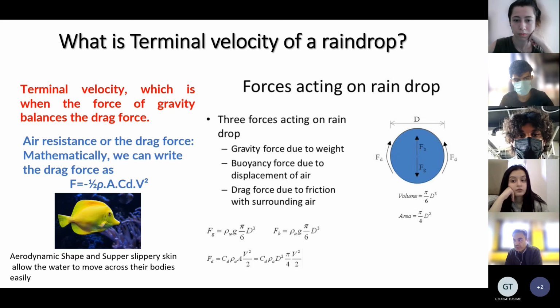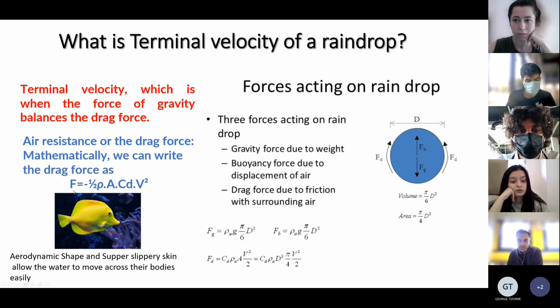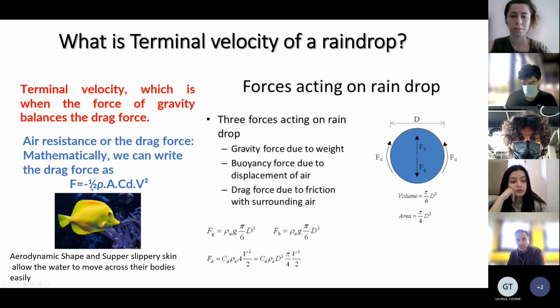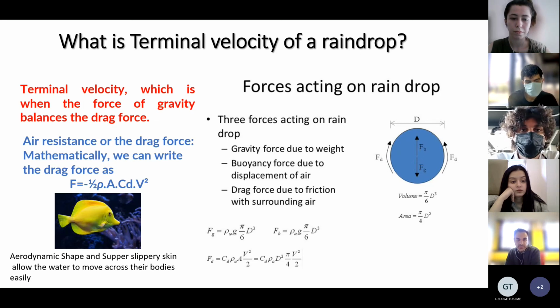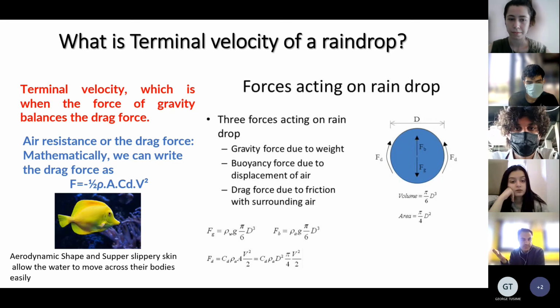Air resistance, or the drag force, mathematically we can write like this, this is the equation of drag force. F equals minus, because it is against the direction of motion, minus half rho A CD times V square. V is the velocity, and when it reaches the terminal velocity, we can say it is terminal velocity square. Rho is the density of the medium. What is our medium? Our medium is the surrounding atmosphere, air. Rho is the density of air, the surrounding atmosphere of one droplet. A is the cross-section, the area that is in contact with the surrounding air.